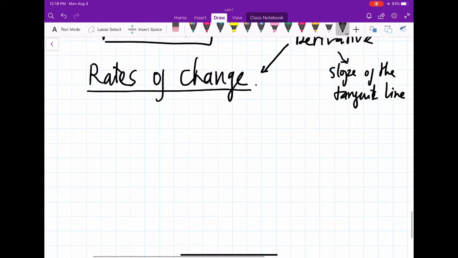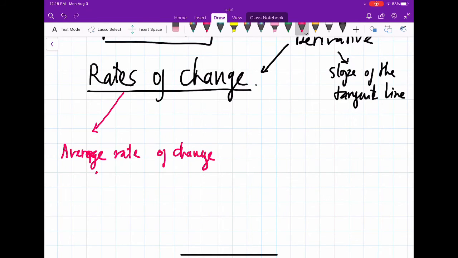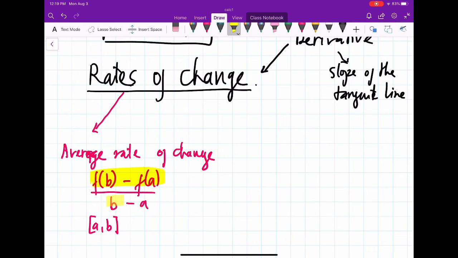Okay, so again, let me remind you, we have two rates of change. The first rate of change is the average rate of change. So what is that? That is f of b minus f of a over b minus a. So if you consider some interval a and b, you might have the average rate of change on the whole interval. So that is the change in the function divided by the change in the variable.